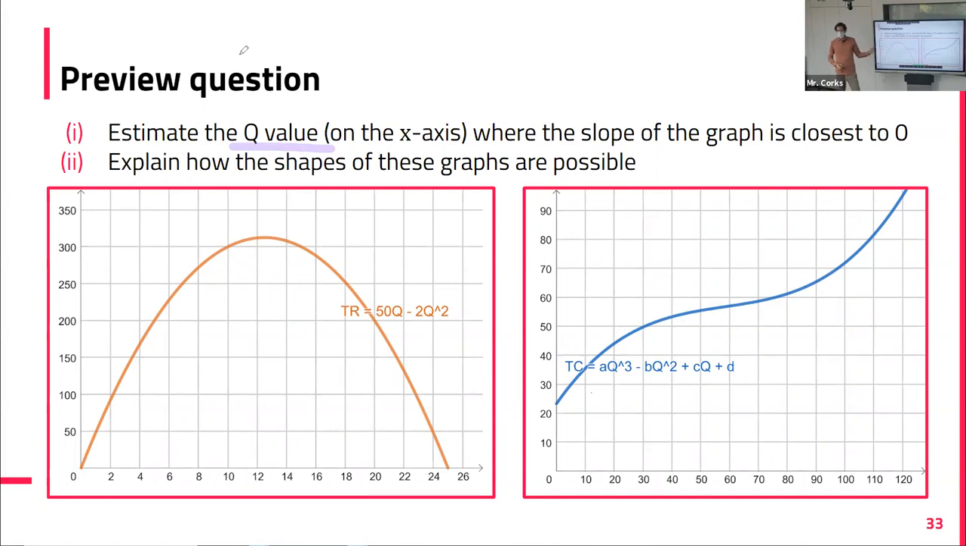For each of these, where is the slope closest to 0? So look at the x-axis, and tell me the number on the x-axis, whatever it is, where the slope of this total revenue one is closest to 0, and the slope of this total cost one is closest to 0. So you can write that for the homework. And the second thing, so that's visually recognizing slopes.